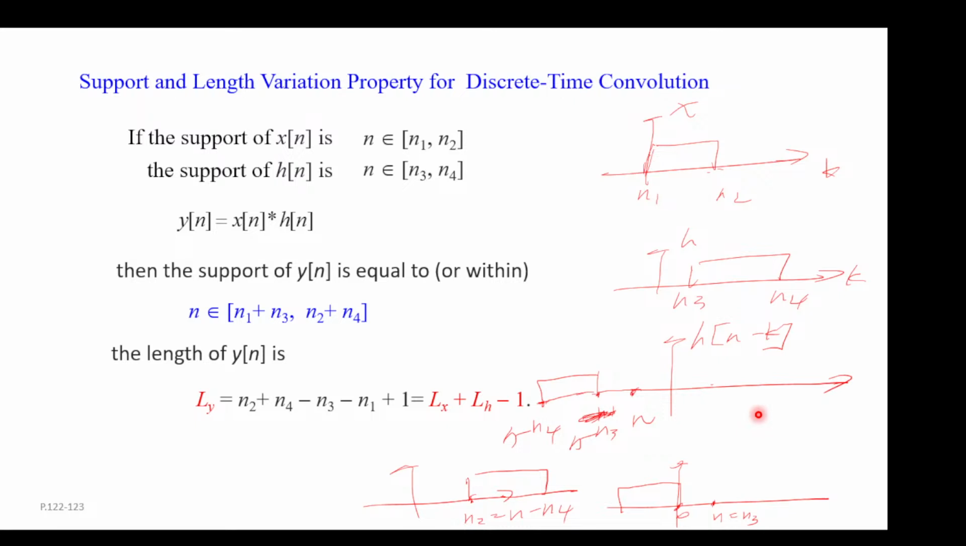Sorry, this is not 0. So here, the starting point is, this is n1, right? Where n equals n3 plus n1, then this point will be n1, and when n equals n2 plus n4, then this endpoint, n minus n4, will equal n2. Okay, I guess we are finishing on time, and so see you next Tuesday.